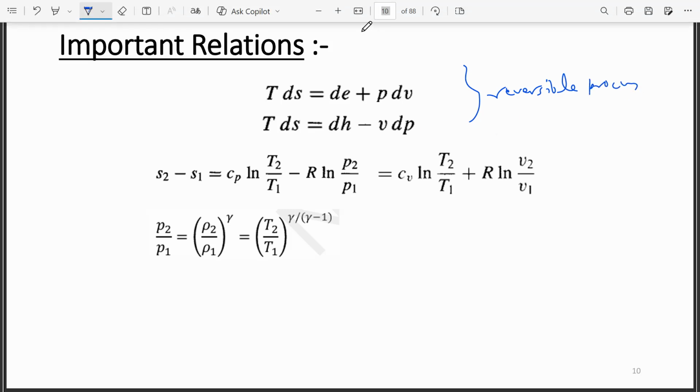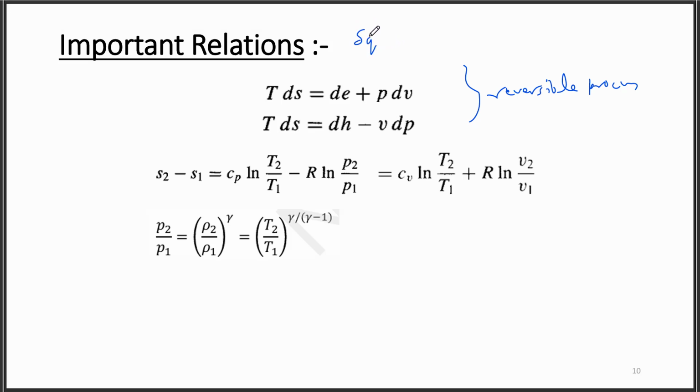From the first law of thermodynamics, del Q minus PdV equals dE for a reversible process. So del Q will be equal to TdS. So it will become TdS equals dE plus PdV. So we got this equation.